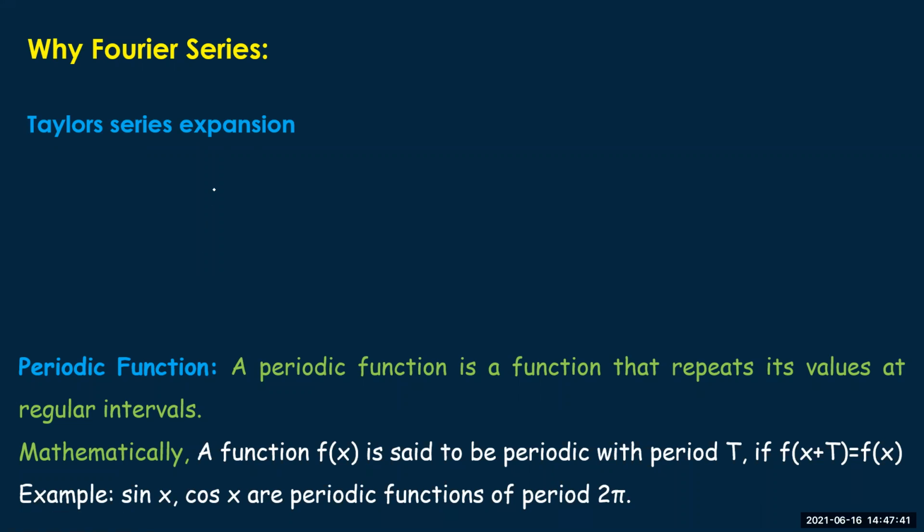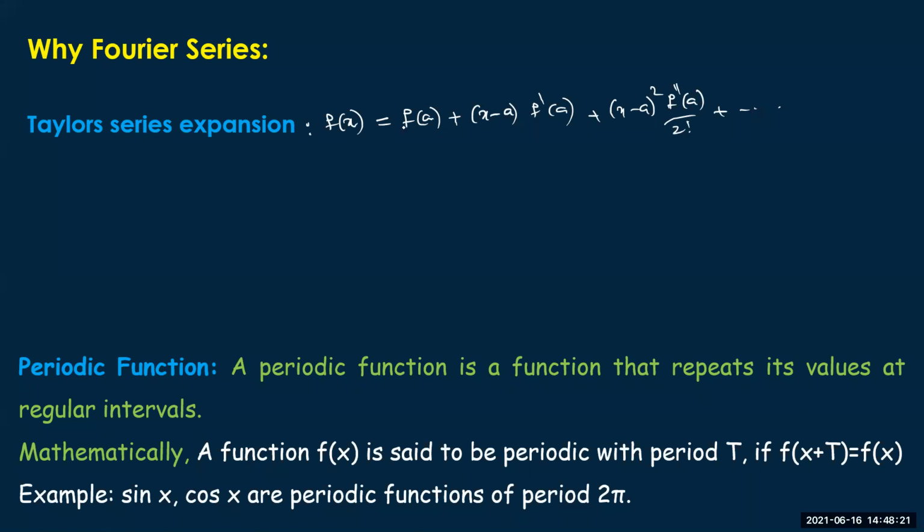If you recall, we have already studied Taylor's series expansion, isn't it? When you are given a function, let us say f of x, and you are expanding it in powers of x minus a, about x equals a, we write it like this: f of a plus x minus a into f dash of a plus x minus a whole square into f double dash of a divided by 2 factorial, and so on, right? We can write as many terms as you want here. It is also an infinite series.